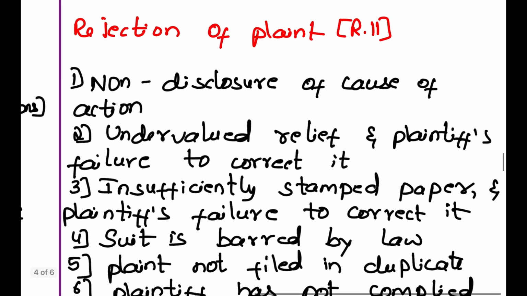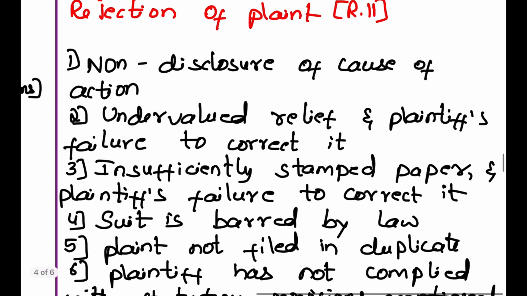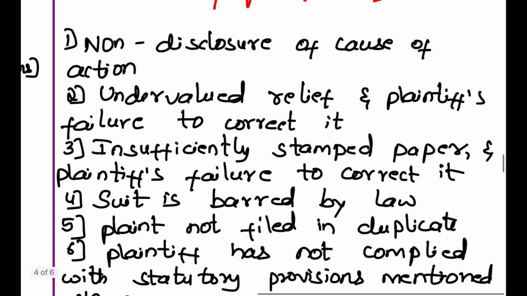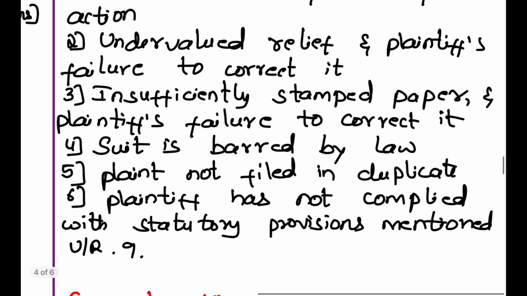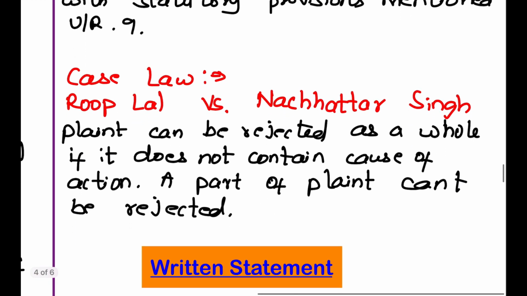Rejection of the plaint. When will a plaint be rejected by a court? If there is non-disclosure of cause of action, that is, if the plaint doesn't contain any cause of action; undervalued relief and the plaintiff's failure to correct it; insufficiently stamped papers and the plaintiff's failure to correct it; the suit is barred by law; the plaint is not filed in duplicate; or the plaintiff has not complied with the statutory provisions mentioned under Rule 9.